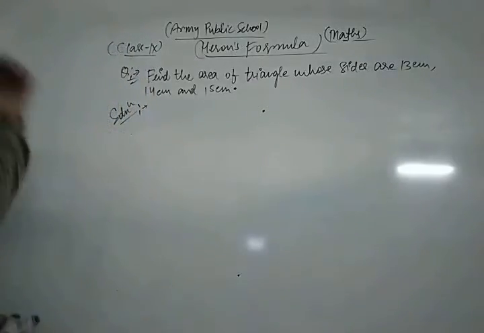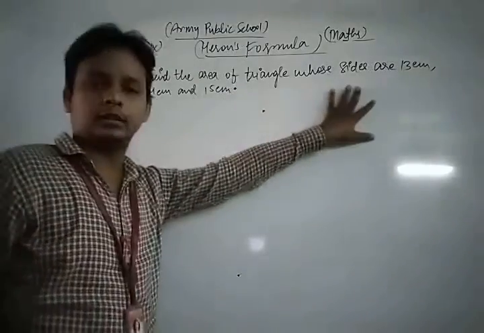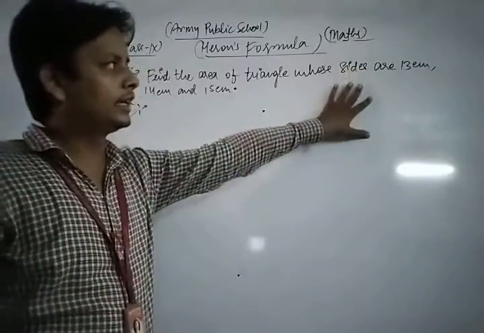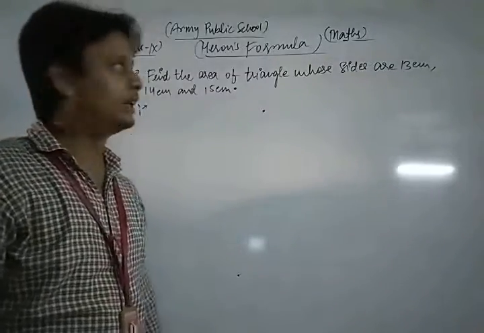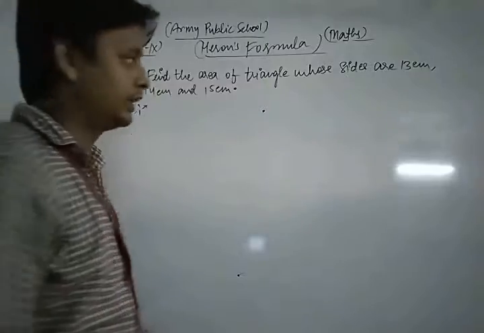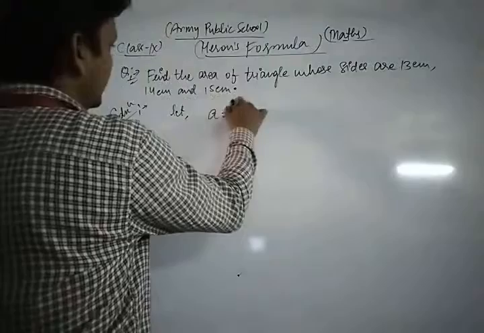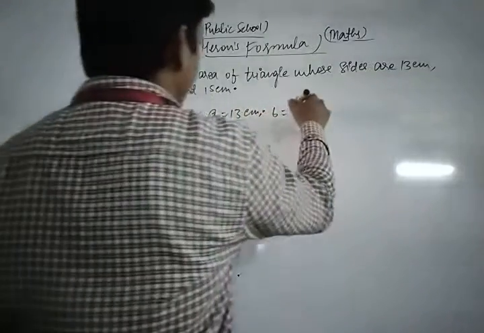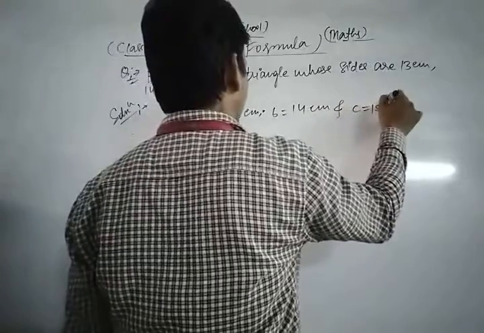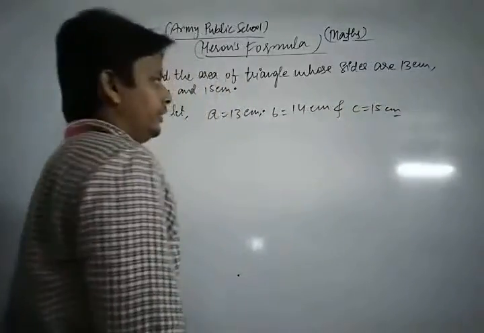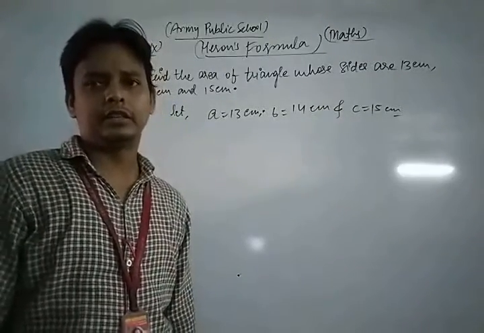Now look. In this question we find the area of a triangle whose sides are 13 centimeter, 14 centimeter and 15 centimeter respectively. So first of all, let its sides be A is 13 centimeter, B is 14 centimeter and C is 15 centimeter.